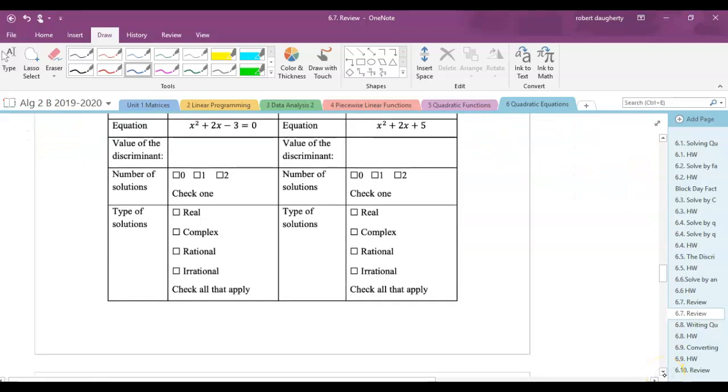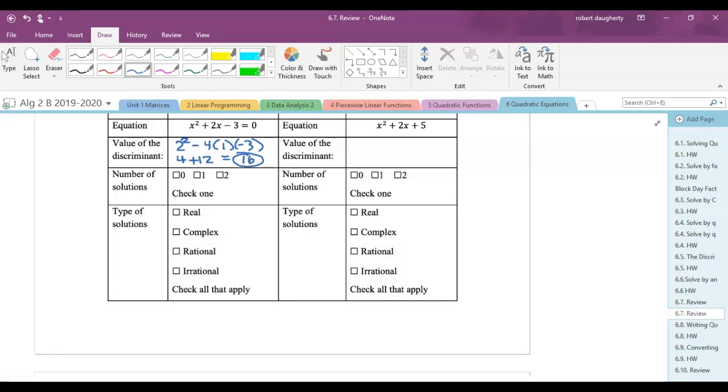Let's look at the next case. B squared minus 4ac is going to be 2 squared minus 4 times 1 times negative 3. This is going to be 4 plus 12, which is 16. So my answer is going to have a plus or minus square root of 16. Square root of 16 is 4. 16 is a perfect square.